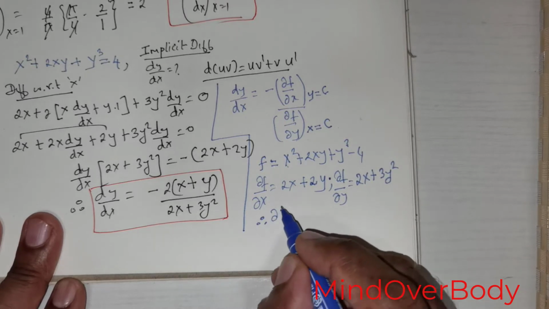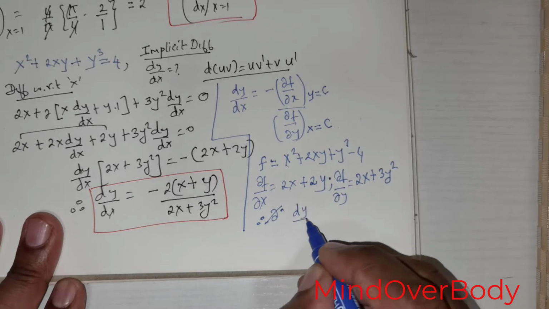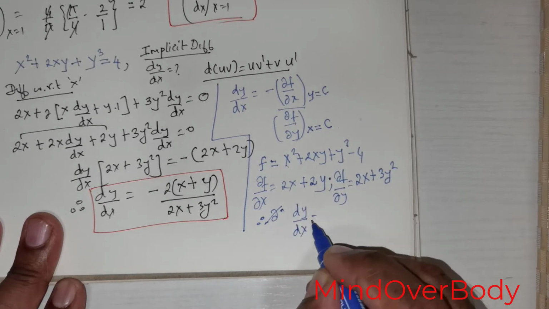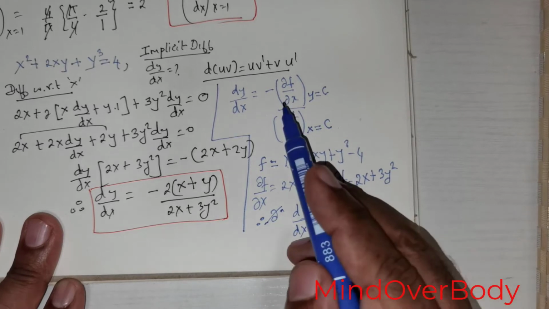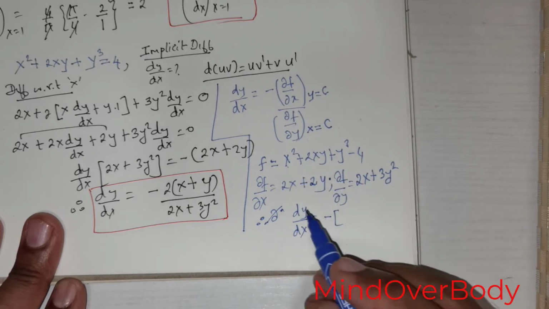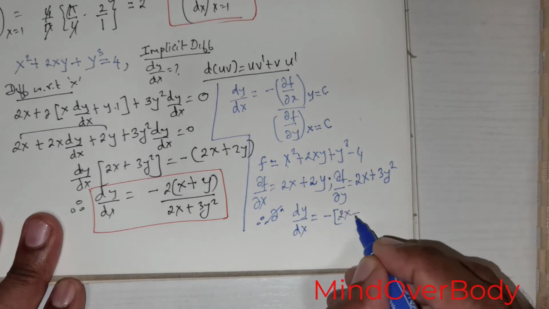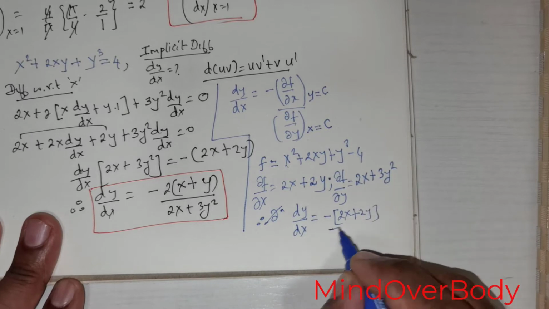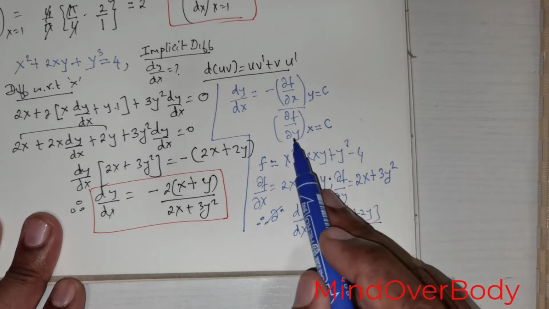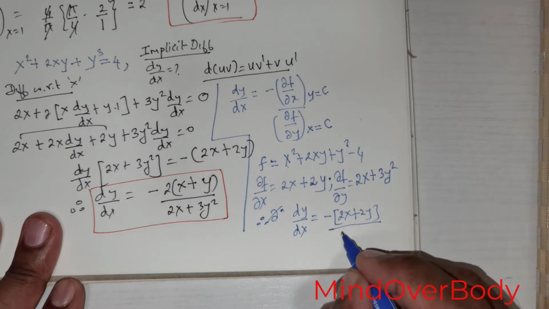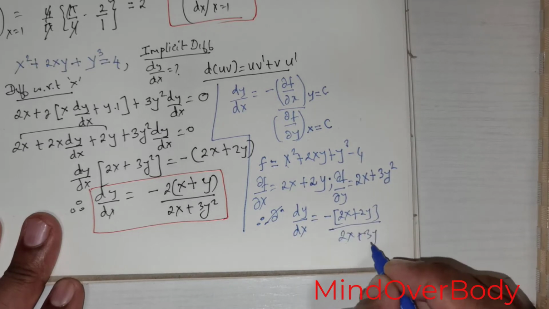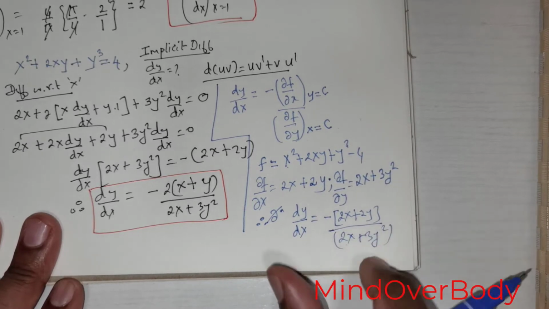I need to start with dy over dx is equal to negative of dou f over dou x. What is that? That's going to be 2 times x positive 2 times y divided by dou f over dou y. What is that? 2 times x positive 3 times y squared. So this is the solution.